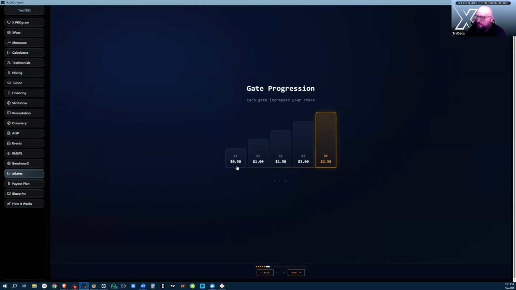So you would start on gate one with 50 cents a pip. Gate two is $1, $1.50, $2, $2.50, and then gate 6 happens to jump to 5. Okay, so it's not always a 50-cent increment. There's a whole strategy behind it. All right. Yeah. Now, how do you move from one gate to the next?